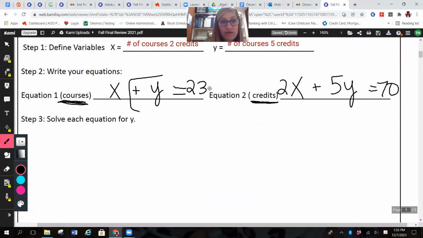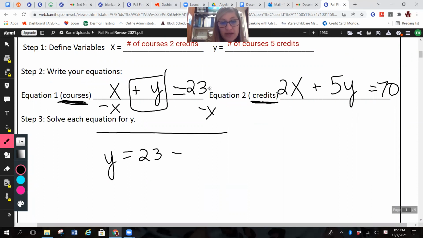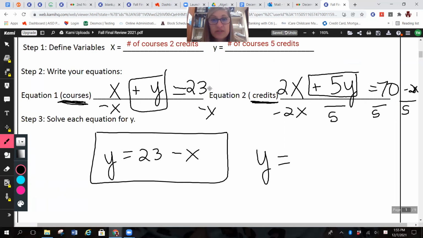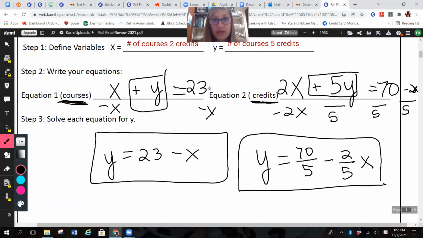So again, we're going to box our y, move our x by doing the opposite. So one equation is 23 minus x. Our second equation, we're going to box the y, move the x, and then divide by 5, divide by 5, divide by 5. This will give us 70 divided by 5 minus 2 divided by 5 with an x. We're going to type that into Desmos.